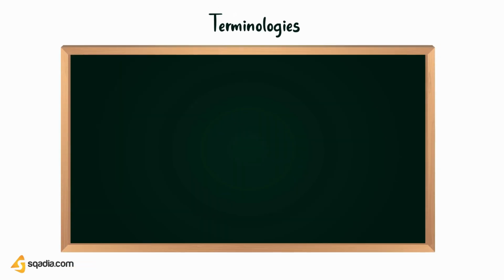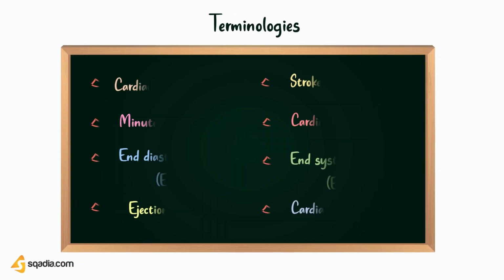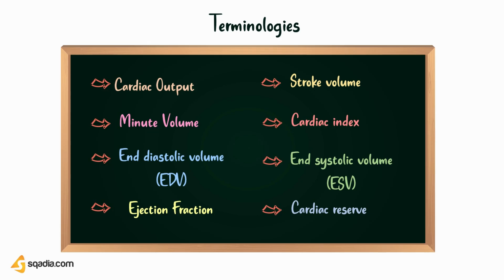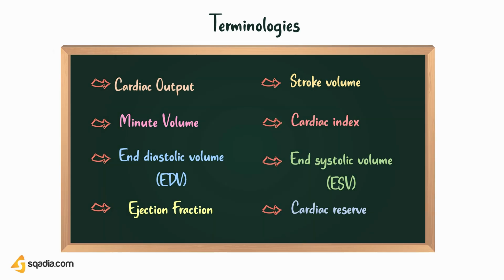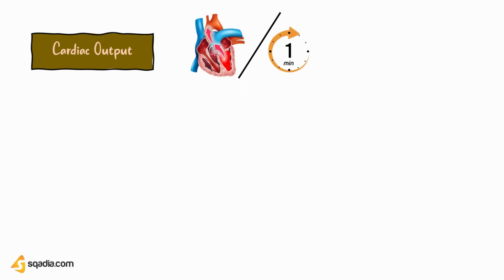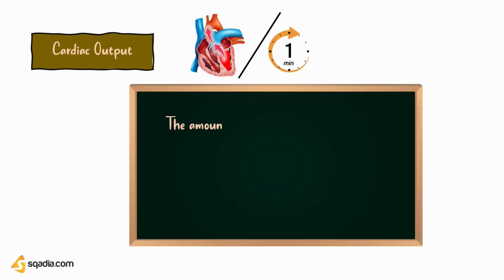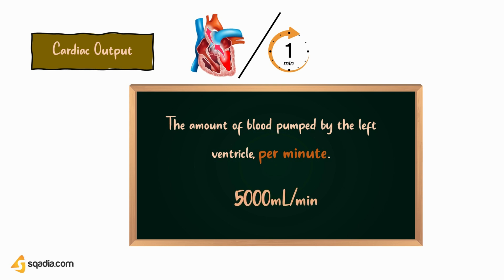So, let's get started. First, we will start with some basic concepts and terms that will be helpful in understanding this lecture. Here, the first term is cardiac output, that we will definitely understand in detail. But here, let's just look at the definition of cardiac output first. Cardiac output is defined as the amount of blood pumped by the left ventricle per minute. Its normal value is usually around 5,000 milliliters per minute.